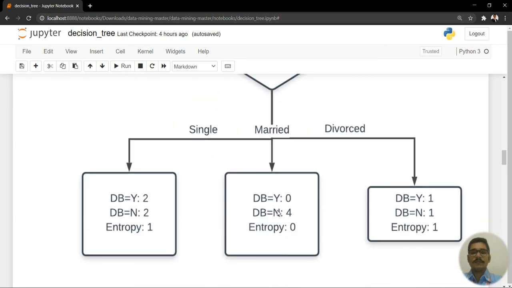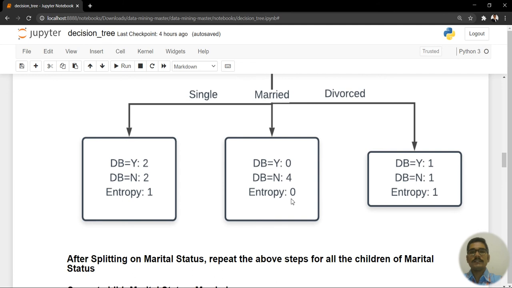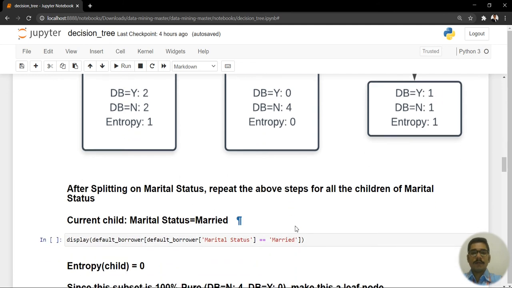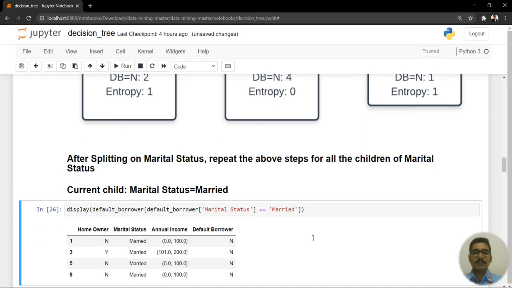It has the correct classification. So there were no yes classes or yes samples there. Everything was no class. So 4 instances which belong to defaulted borrower no. Okay, so if you want to check, this is how it looks like.